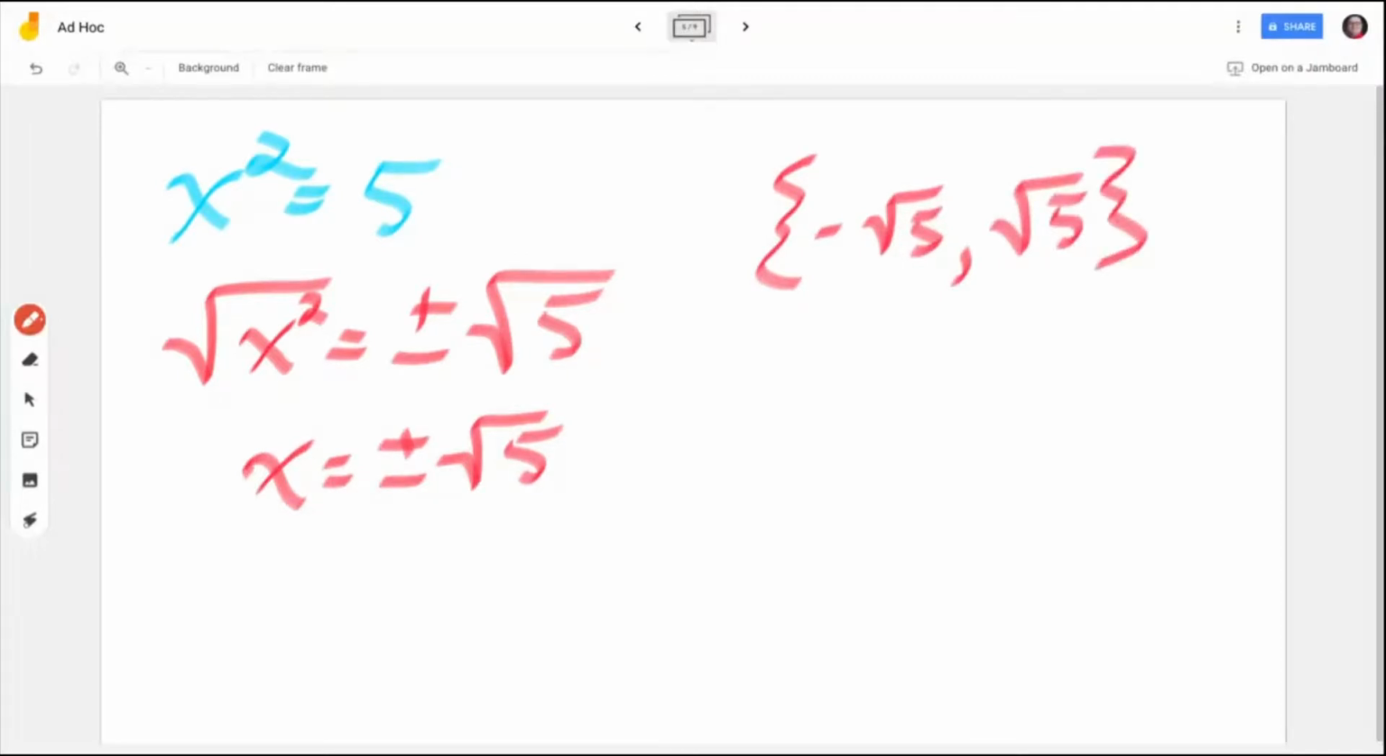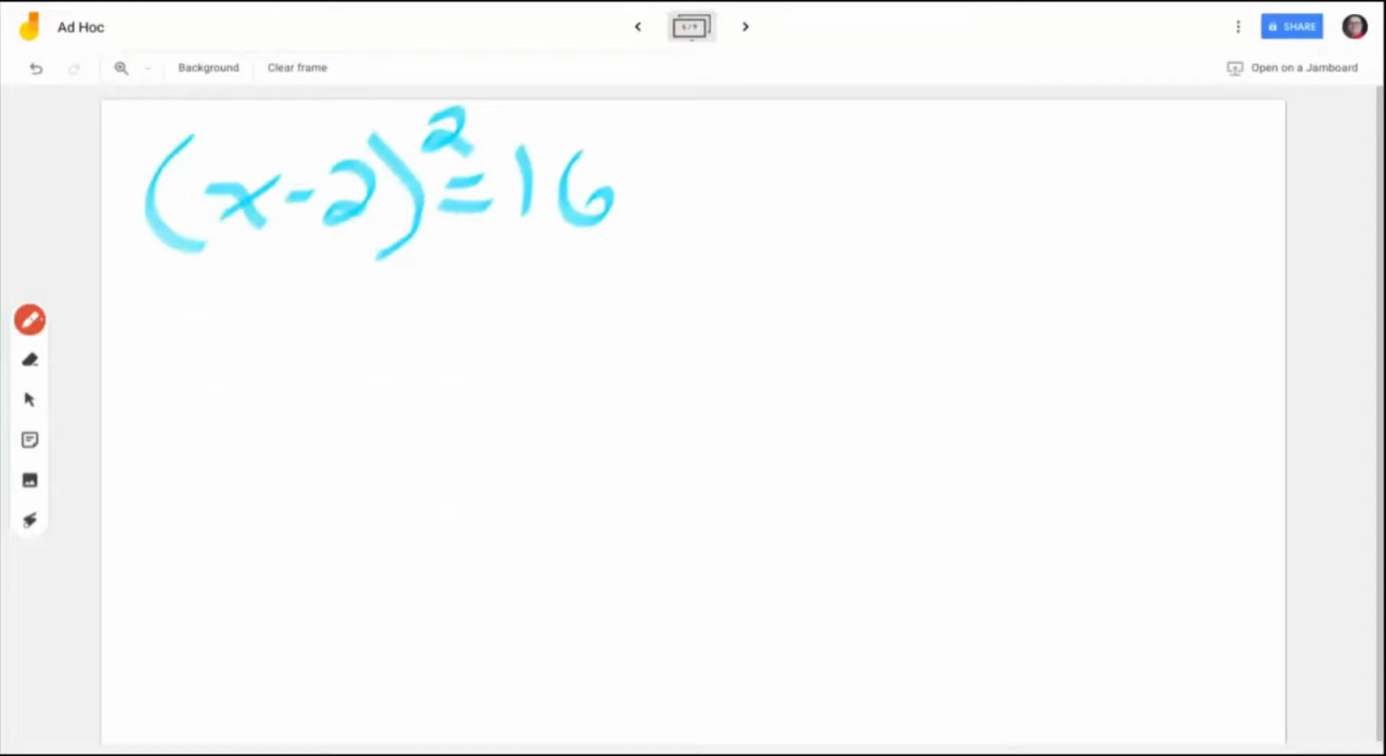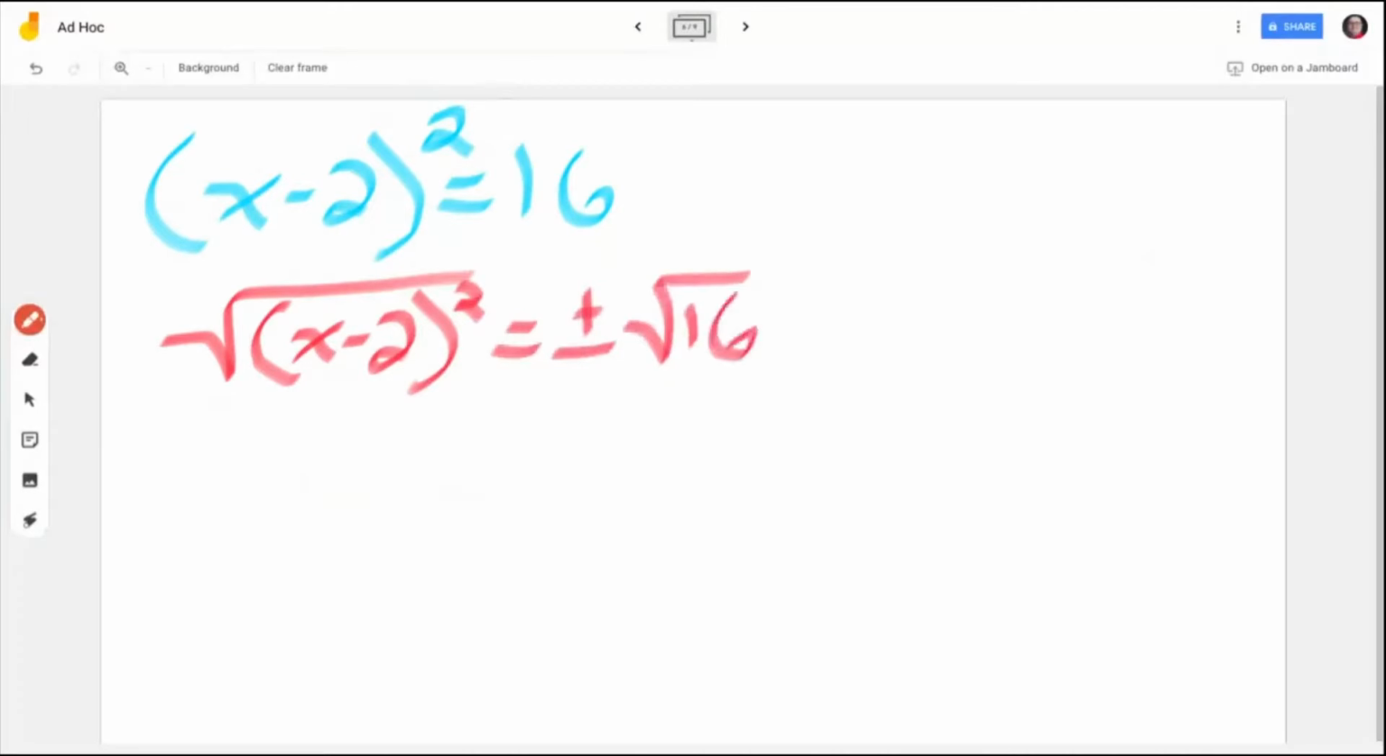And let's try one last one. Here we have a term in the algebraic expression, x minus 2, that is squared and is equal to 16. It's an algebraic expression with the variable squared on one side and some number on the other side, so we can use the square root method. We'll have the square root of x minus 2 squared equal to, don't forget, plus or minus the square root of 16. So when we take the square root of x minus 2 squared, that's just going to equal x minus 2, plus or minus, and the square root of 16 is 4.